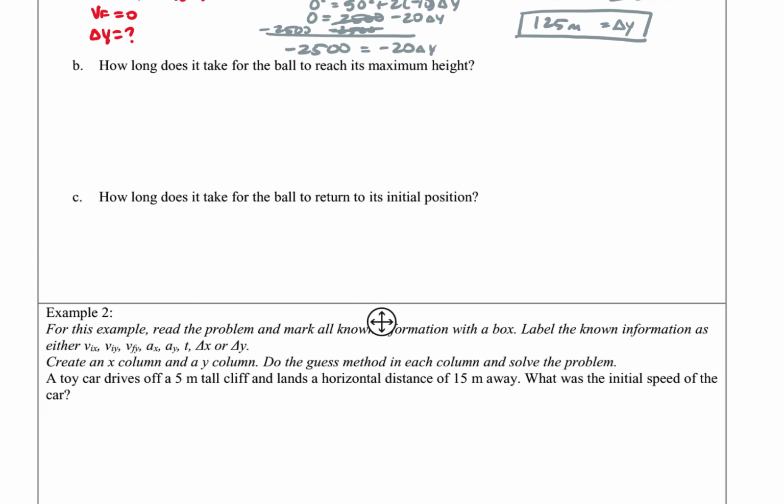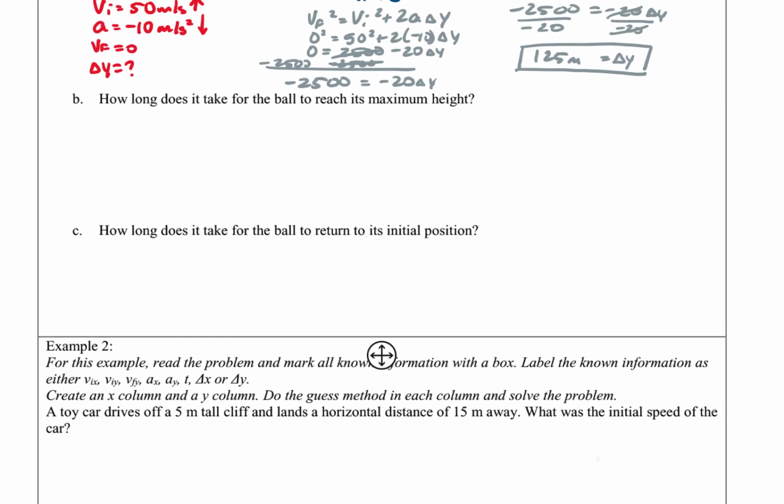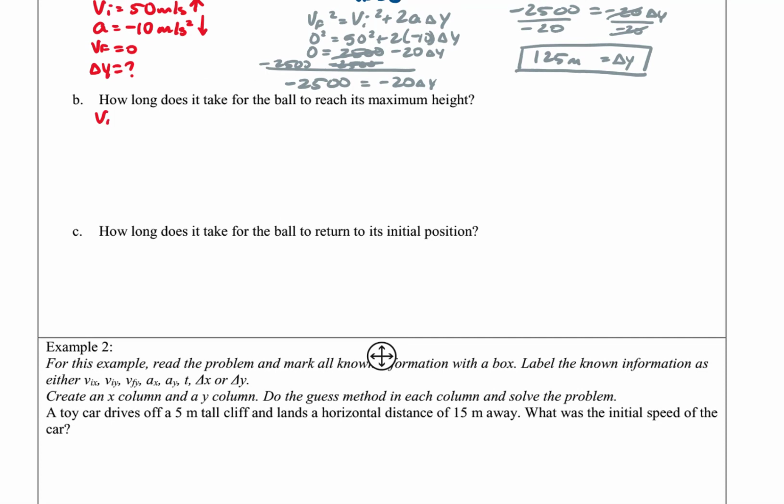How long does it take for the ball to reach its maximum height? So for this, initial velocity is still 50 meters per second up. The acceleration is still negative 10 meters per second squared down. We're still talking about the maximum height, so the final velocity is 0. We know the delta y, it's 125 meters, and we want to know the time.